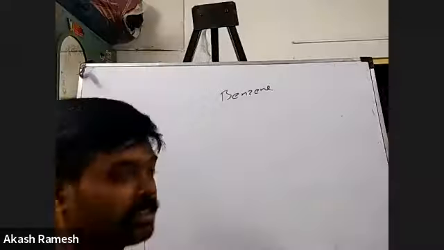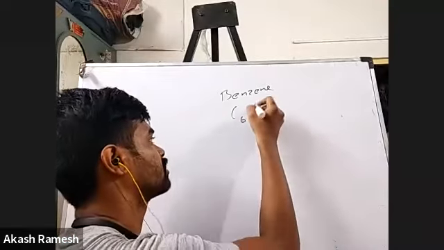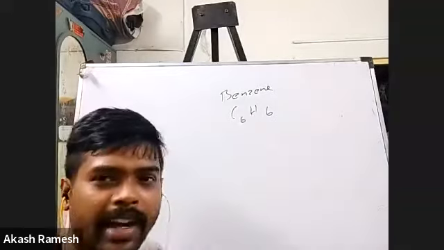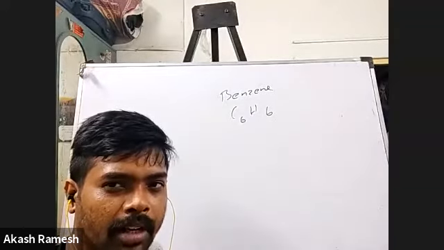C6H6, I think. Correct, correct. It is C6H6. Very good, right? So C6H6, right? Now with this itself, can I tell how many sigma bonds and how many pi bonds are there?